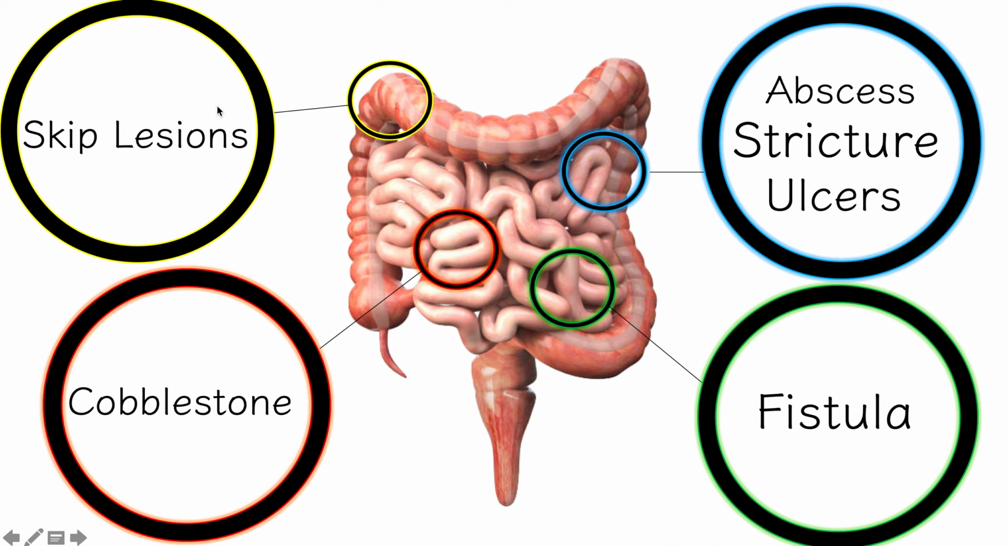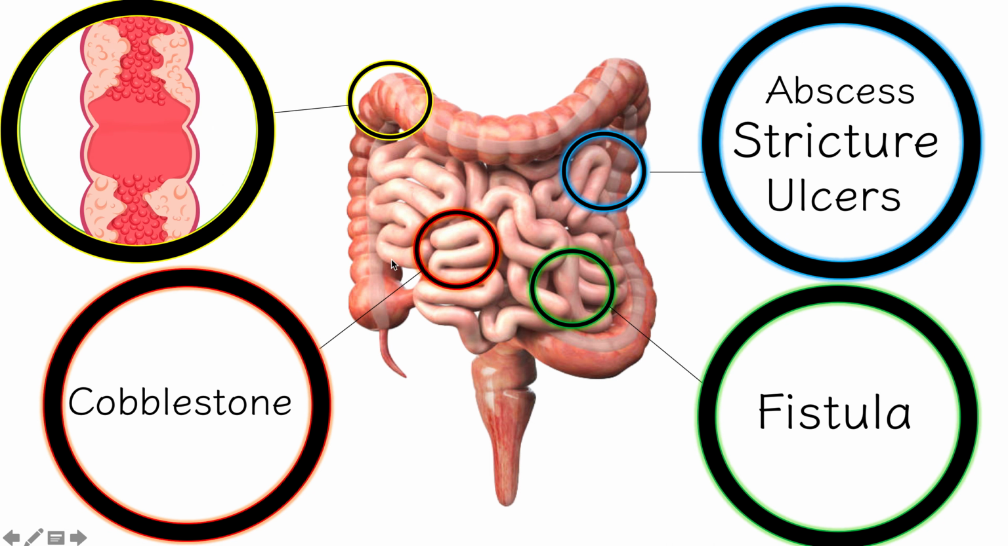So let's look at this one, skip lesions. So if we look at any region of the GI tract, we may see this. We may see that there is damage in some places, followed by normal places, followed by damage, followed by normal. So this is called skip lesions, because this is unique to Crohn's disease, because in ulcerative colitis, there will be continuous inflammation. There will be no healthy tissues in between the damaged tissues. So that's unique. Also, cobblestoning.